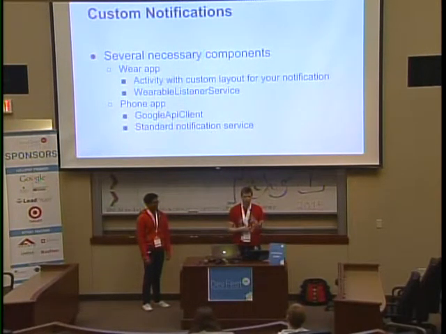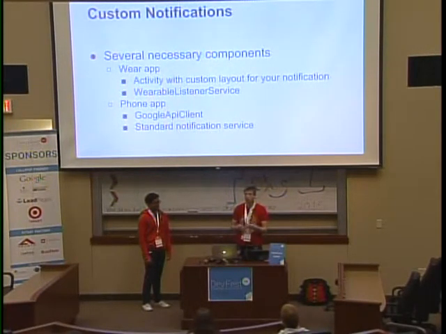The other thing that you'll need within your Wear app is a wearable listener service, which is just something that you extend from. There's some methods on there which you can override, and it pretty much just offers you the functionality you need to get messages through that data layer API, which we'll go into. And then on the phone app side, you need to set up your Google API client, which will allow you to send those messages to be picked up by the wearable listener service.